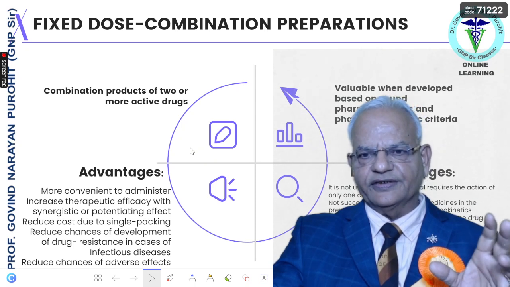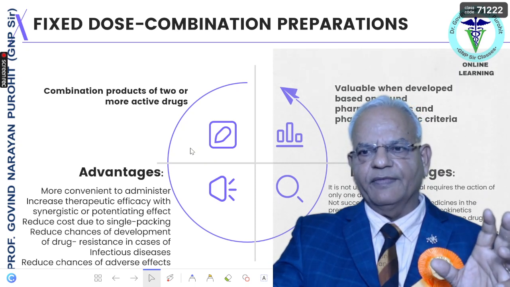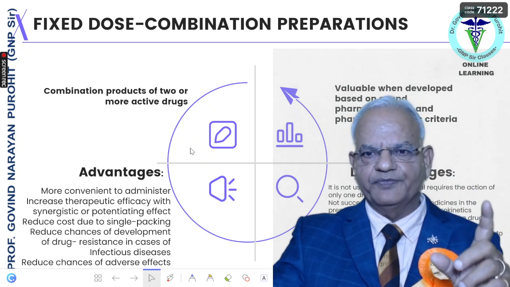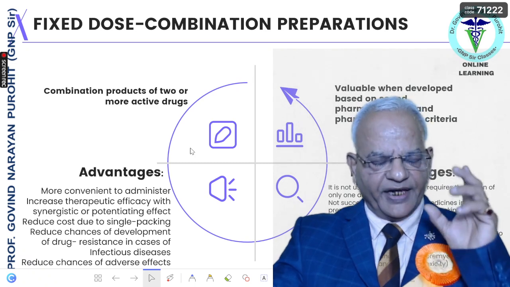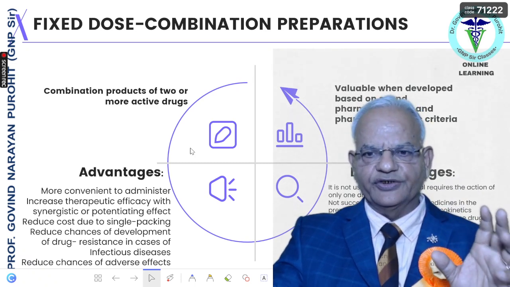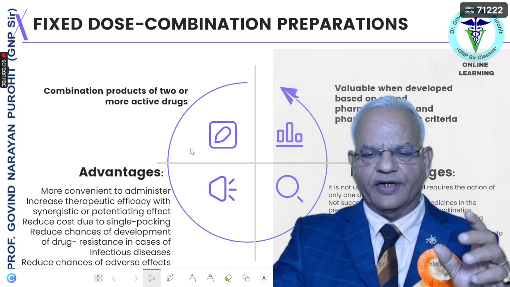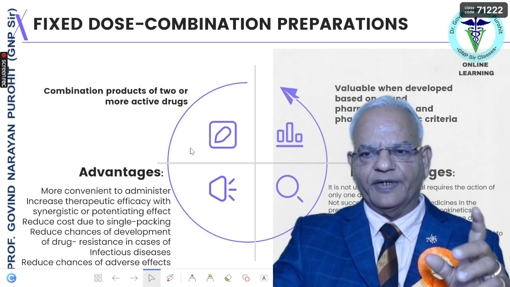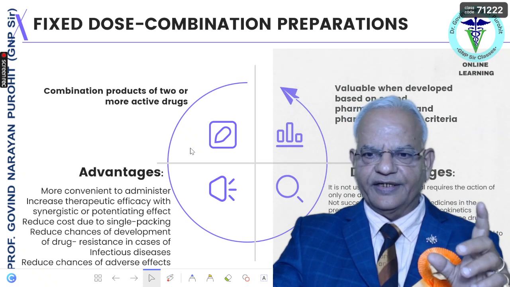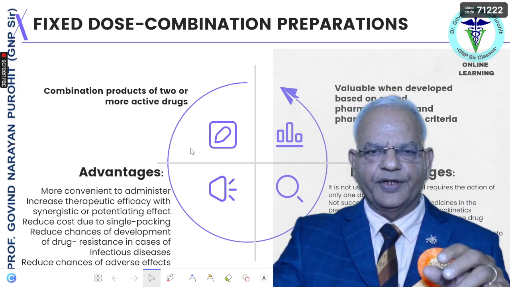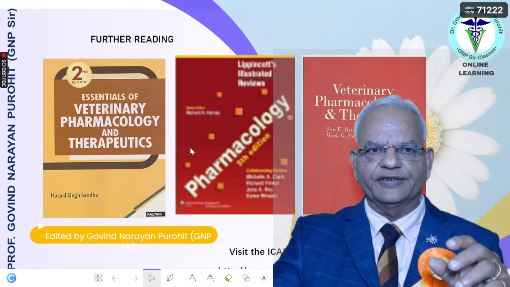But the disadvantages are that it is not useful when an animal requires the action of only one drug. It is not successful when different medicines in the preparation have variable pharmacokinetics. It does not allow alteration in the dose of one drug without affecting the dose of the other drug. Adverse reaction to the preparation cannot be ascribed to a particular drug. Then there are increased toxicity chances. So these are the disadvantages.